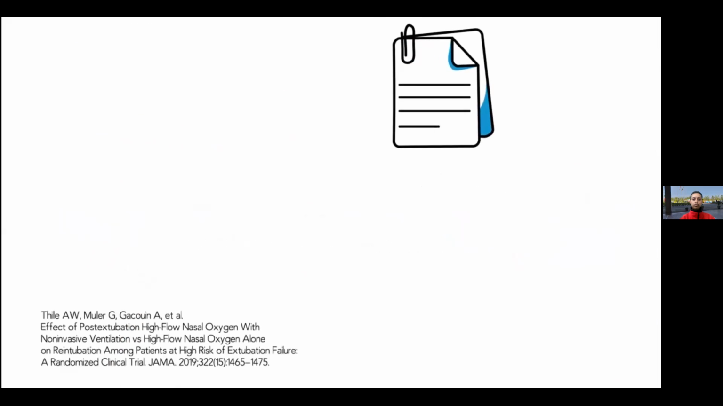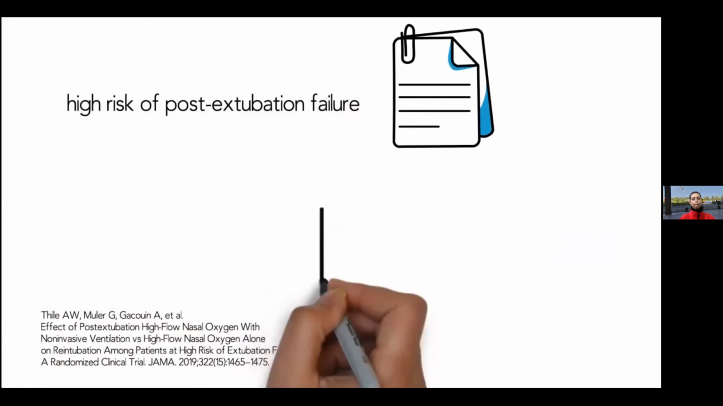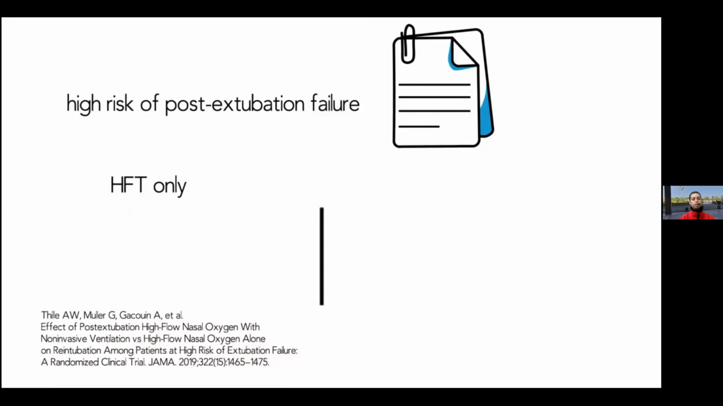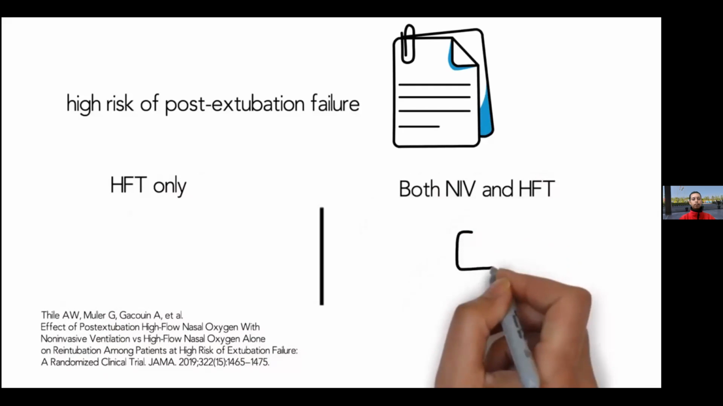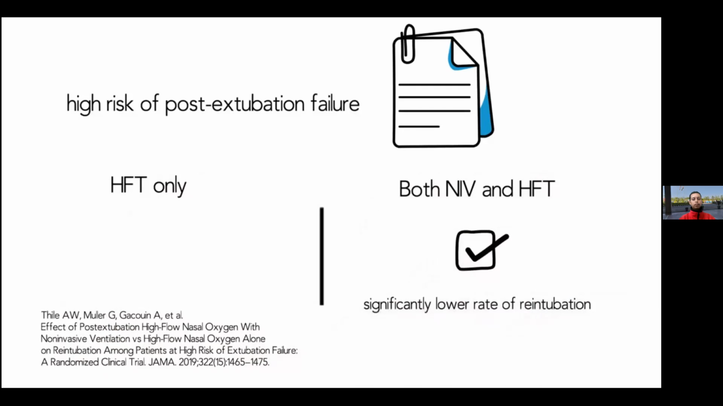In fact, in another study, patients at high risk of post-extubation failure were placed in one of two categories. The first category was high-flow therapy only, and the other group allowed for both NIV and high-flow therapy. Now, the patients that went on both NIV and HFT had a significantly lower rate of reintubation versus the group that went on HFT only.